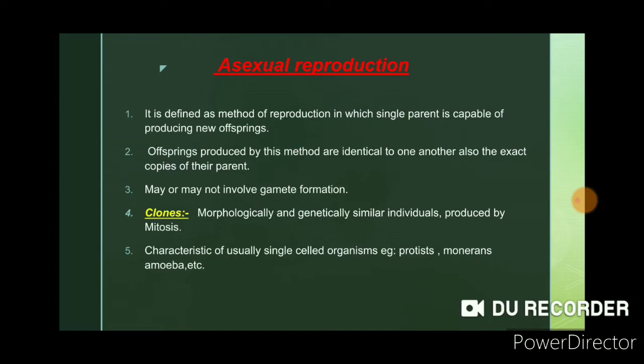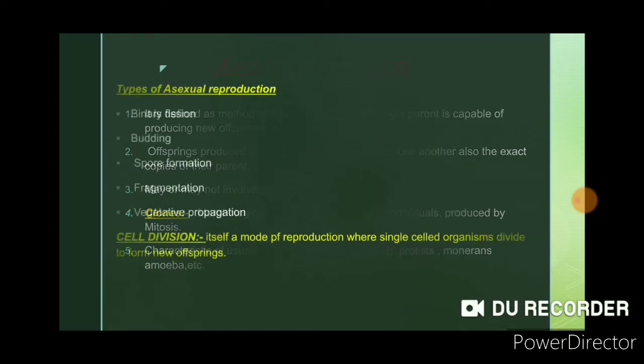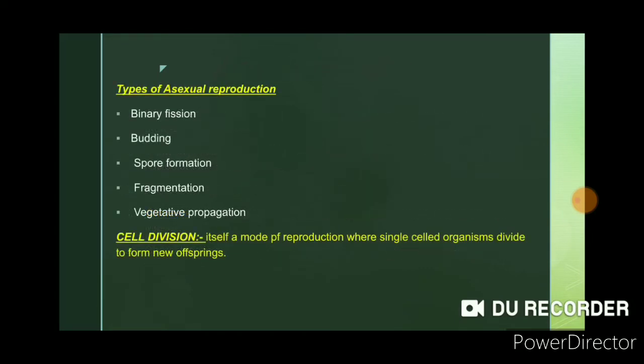Asexual reproduction may or may not involve gamete formation. It depends on the organism whether it may lead to gamete formation or it may not produce gametes. Asexual reproduction is basically a characteristic of single-celled organisms, for example protists, monerans, amoebas, etc. Next, types of asexual reproduction. We have already studied that asexual reproduction is a mode of reproduction in which a single parent, only one parent, divides to form new organisms.